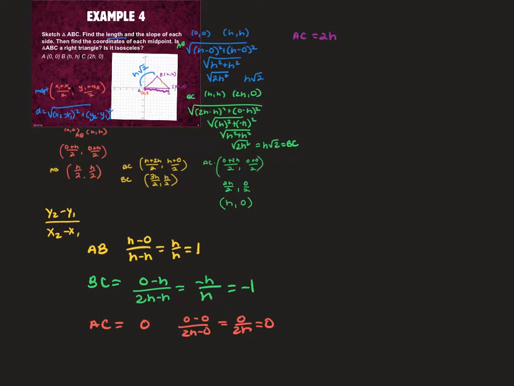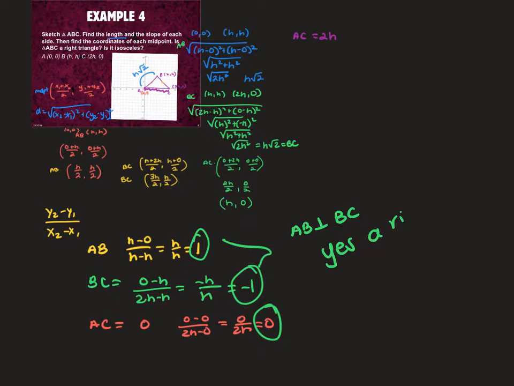Now comes, is it a right triangle? So remember, to see if it's a right triangle, you would compare the side lengths, or the slopes. I've got 0, 1, and negative 1. These two are opposite reciprocals of each other, which means AB is perpendicular to BC. So it is a right triangle. And the last question says, is it isosceles? For that, I need the lengths. So AB was H root 2, BC is H root 2, and AC is 2H. There are two sides the same, so it is isosceles.